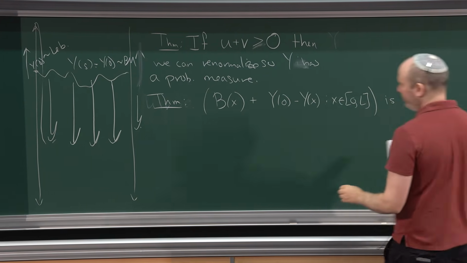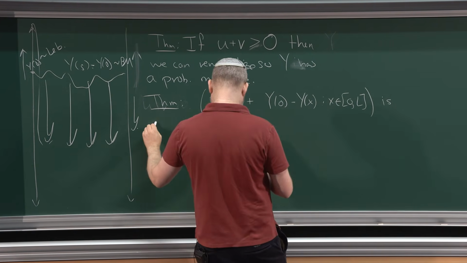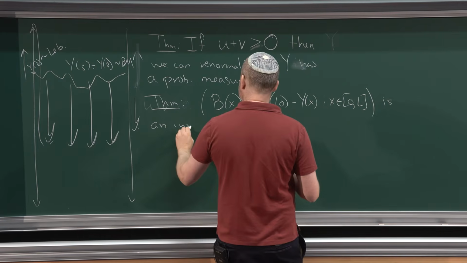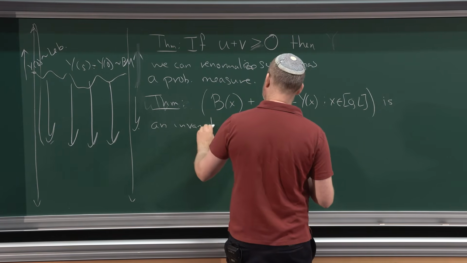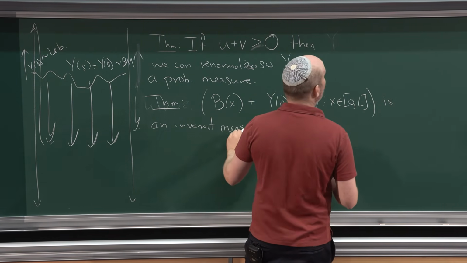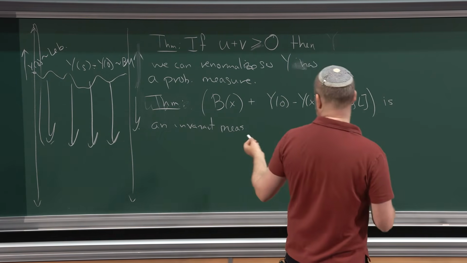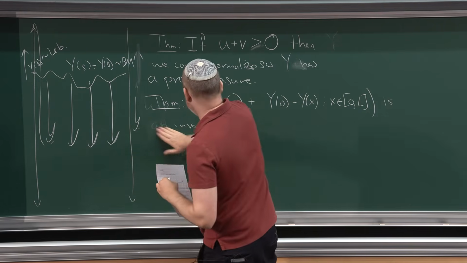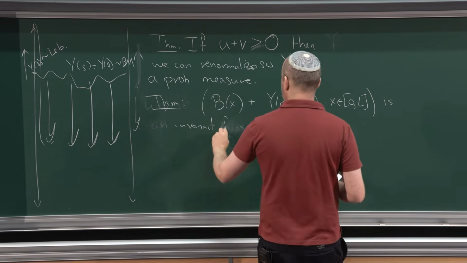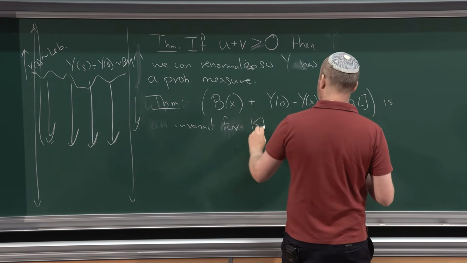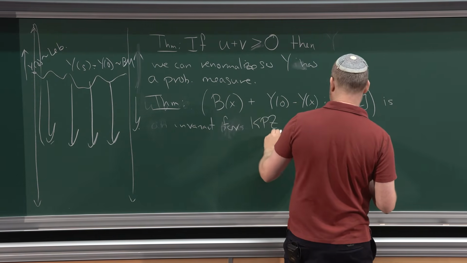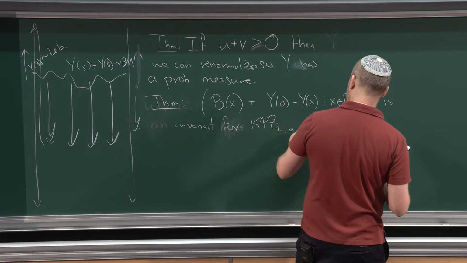So this is an invariant measure. Is that what they called it? Or this is invariant. This is invariant for KPZ. Maybe I'll call it LUV. Okay.